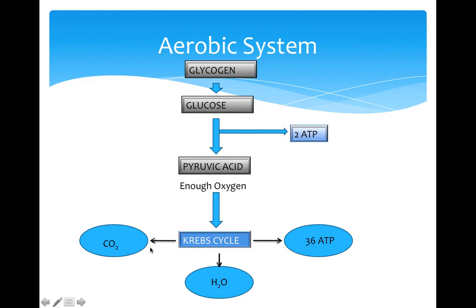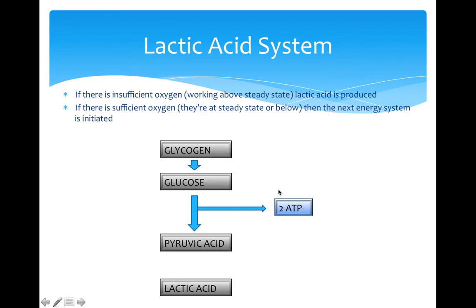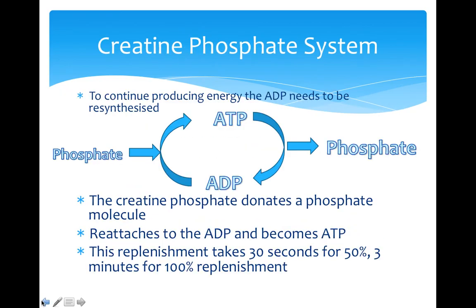CO2, which is carbon dioxide. And how is that created when we exercise? We breathe out. H2O, how is that generated when we exercise? We sweat it out. And what else do we produce? 36 ATP. Now there were 2 produced up here. So all up, this aerobic system is producing 38 ATP. So this produces 38. This one, the lactic acid system, produces 2, and this one only produces the 1.